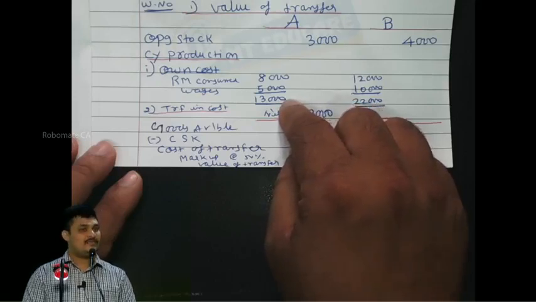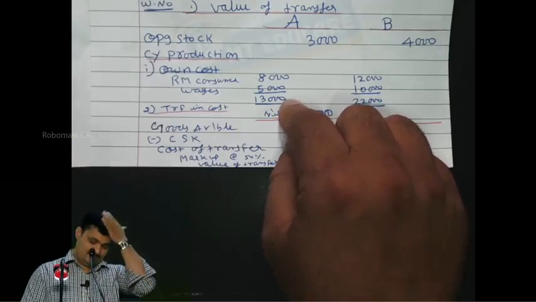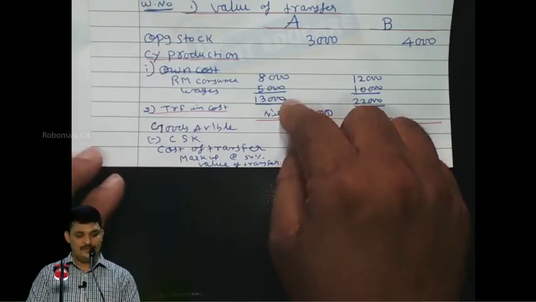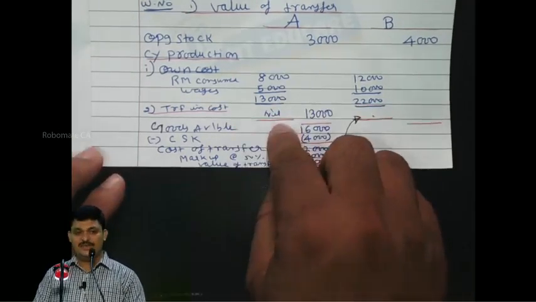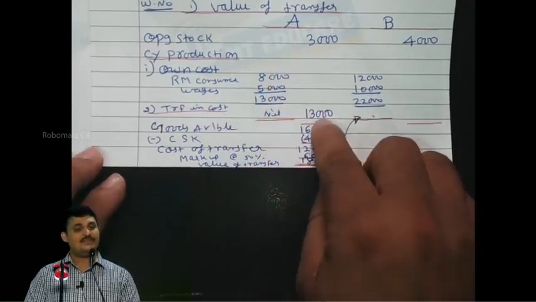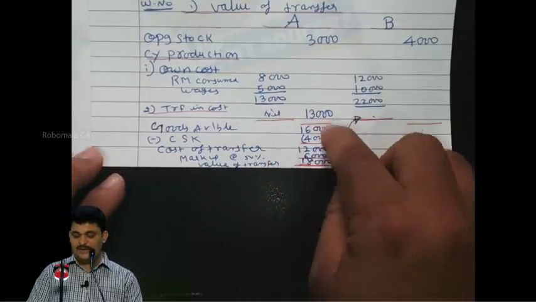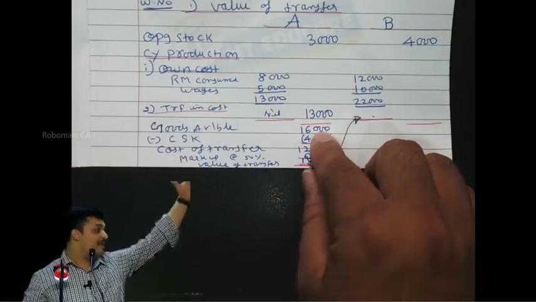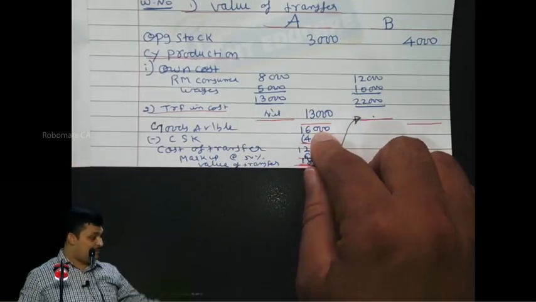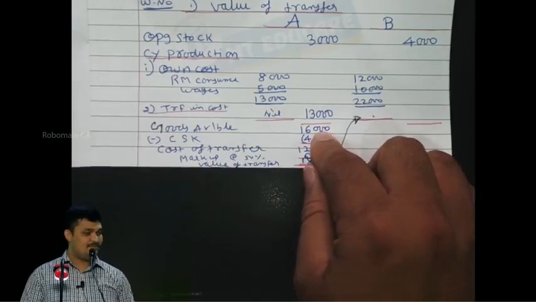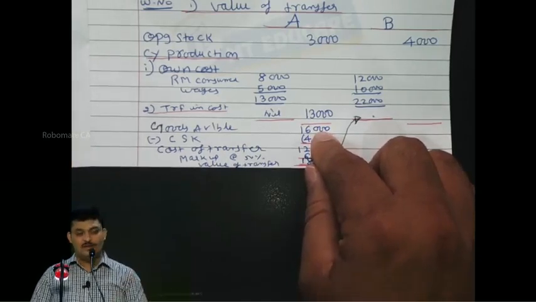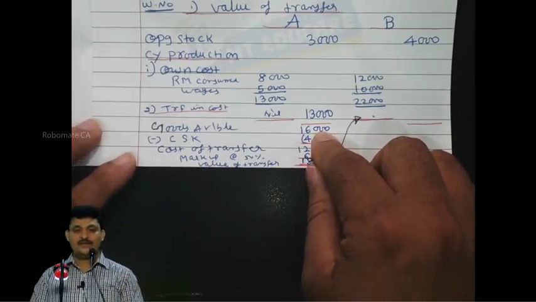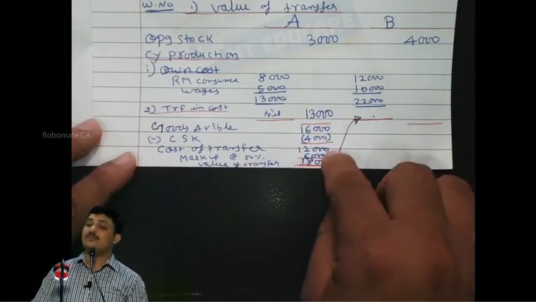Own cost is transferring cost. Own cost is 13,000. Transferring cost is nil. That way current year production is 13,000. Total goods available in that department during the year, at the end of the year this much only available. So balance and all transferred. But that is only cost price.